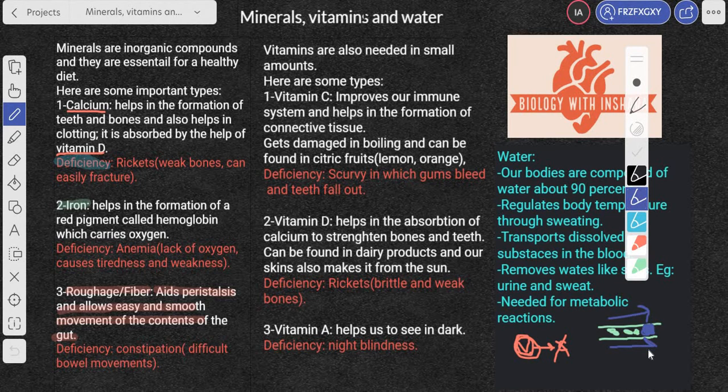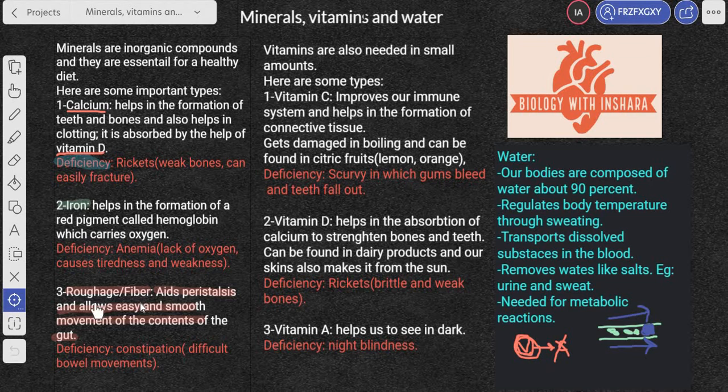So when this increases the pushing factor, basically it helps your food contents to move faster and quicker and smoother, right? This is actually considered good. So in conclusion, it aids peristalsis. Peristalsis is a process, it's a rhythmic muscular contraction.